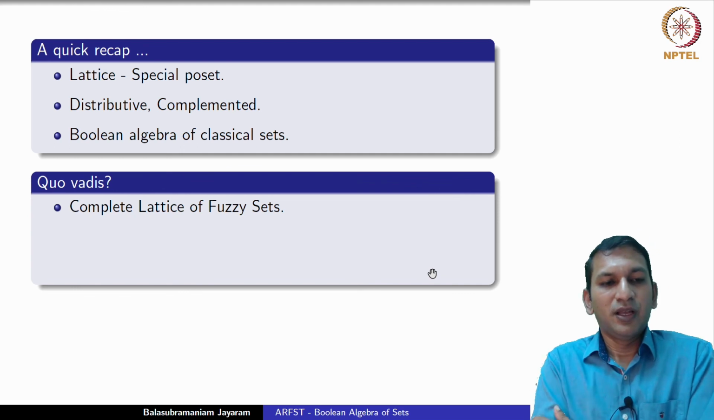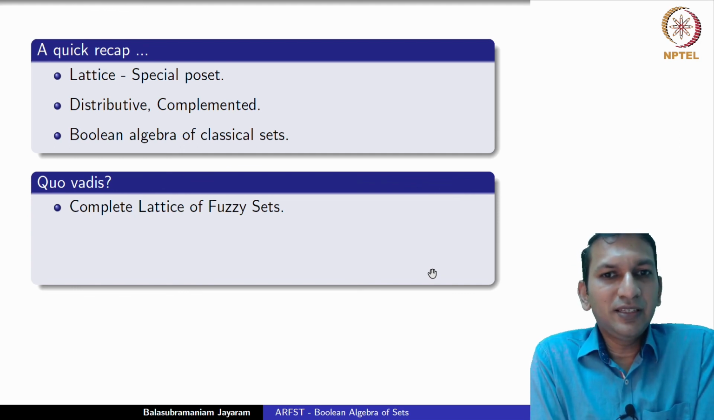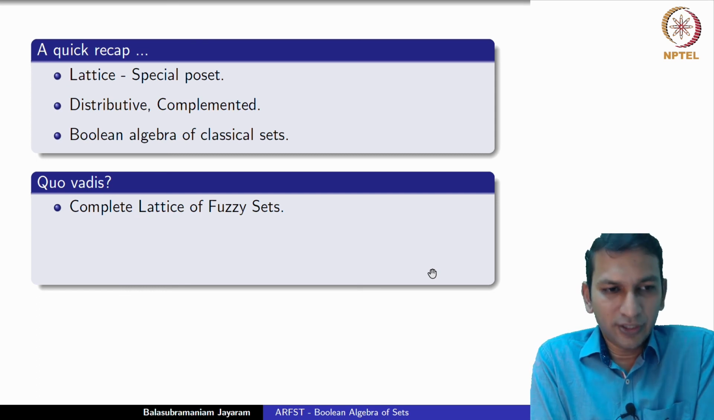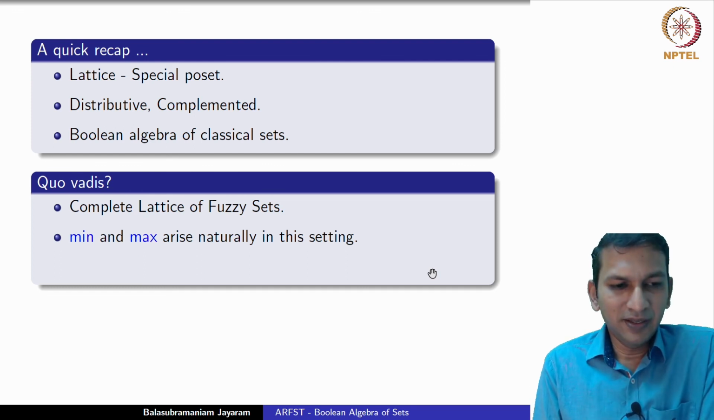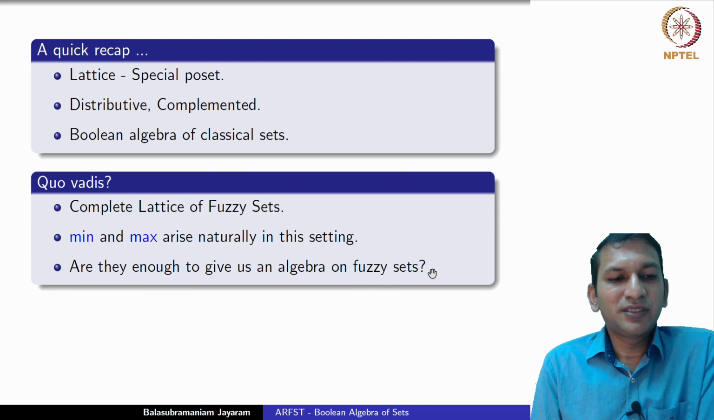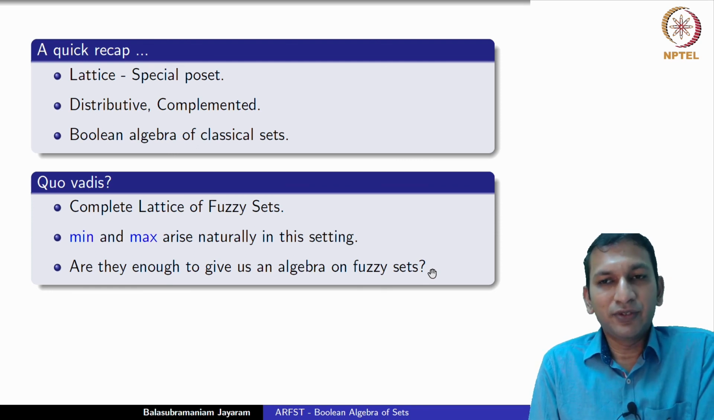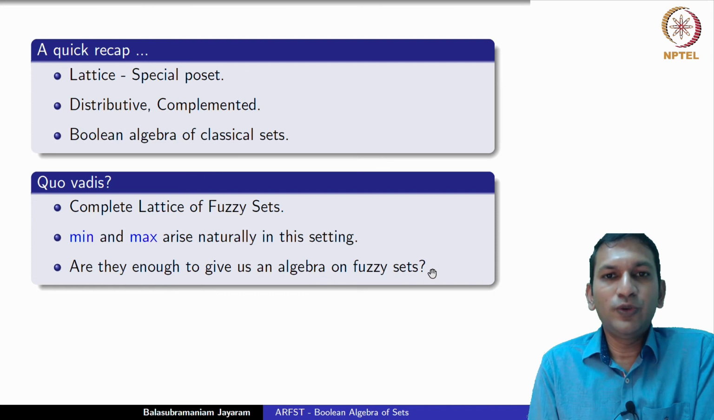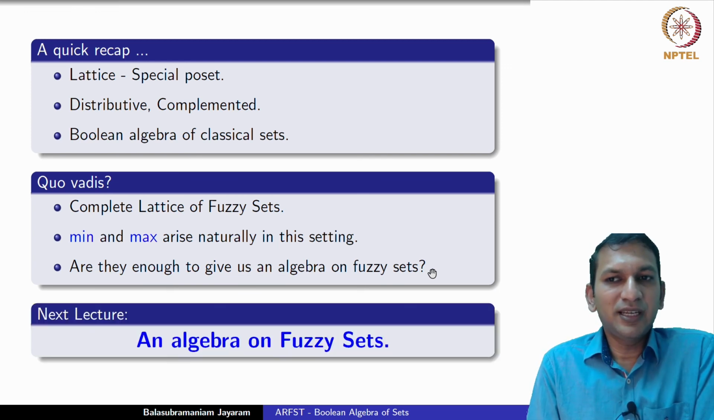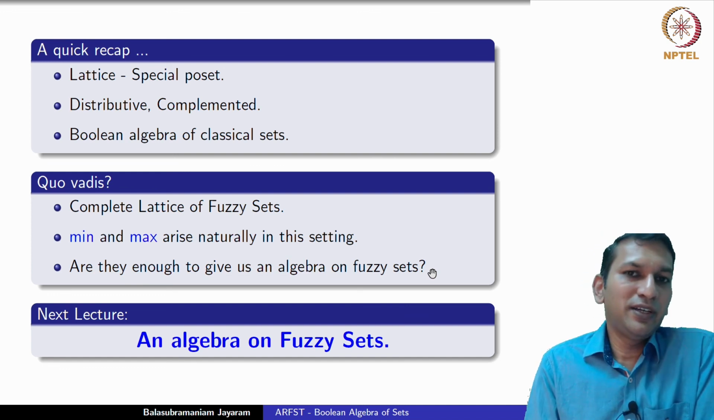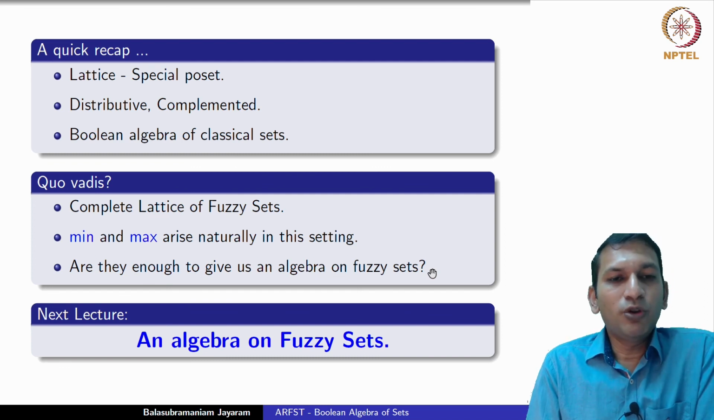Now, what next? In the previous lecture, we had seen a complete lattice structure on the set of fuzzy sets, and we have seen that min and max quite naturally arise in this setting. The question now is, are these operations enough to give us an algebra on fuzzy sets, or do we need to take help of other interpretations? In the next lecture, we will study this in depth, and we hope that our quest for choosing among the different interpretations will have more light thrown on them when we study this algebra on fuzzy sets.